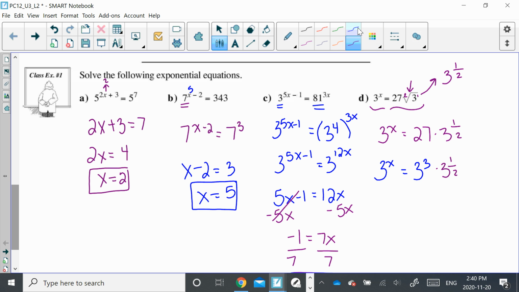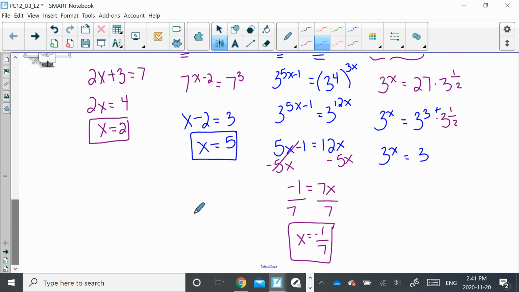Okay, so now what I could do is use my exponent law here. This would be the product law. Bases are the same, they're being multiplied, so we're going to add those exponents. 3 to the power of x is equal to 3 to the power of... without using our calculator, this is 3 over 1 plus 1/2. Let's get the same denominator. So this is a denominator of 2. Let's multiply this by 2 and this by 2. That would be 6 plus 1, 7 over 2.